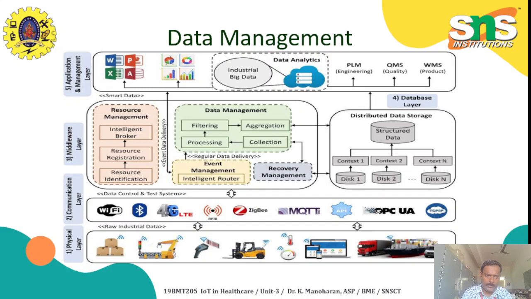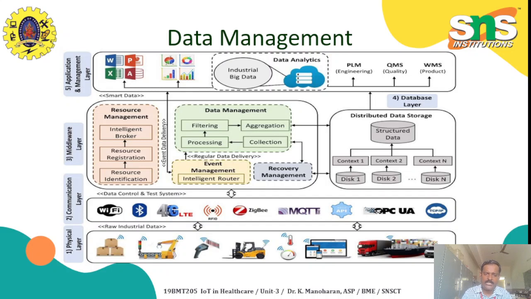So we have resource registration, intelligent brokers, and resource identification. In the communication layer we use many communication protocols: Wi-Fi, Bluetooth, 4G, interconnections, Zigbee, MQTT, APIs, and all other communication protocols. We have the physical connection. That is, the application uses the devices. And these are applications like application software such as Word, Excel, PowerPoint, graphical information, data analysis, PLM, QMS, WMS. So these are some of the application layers.